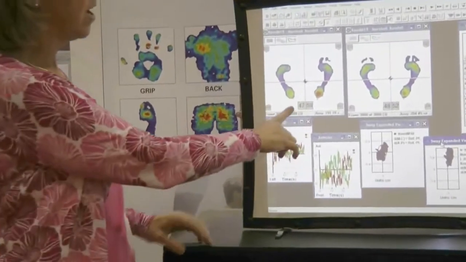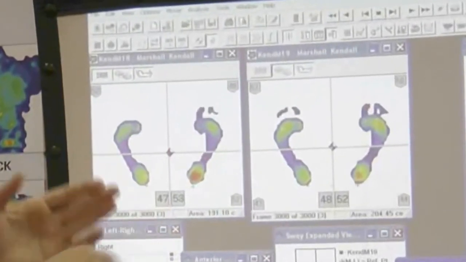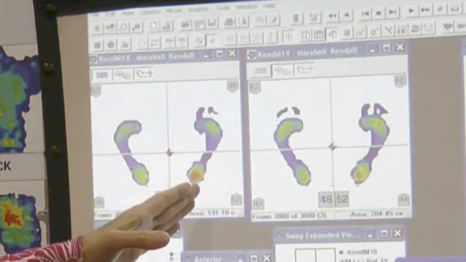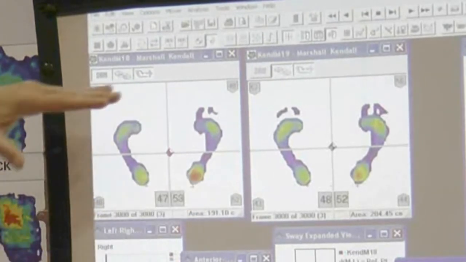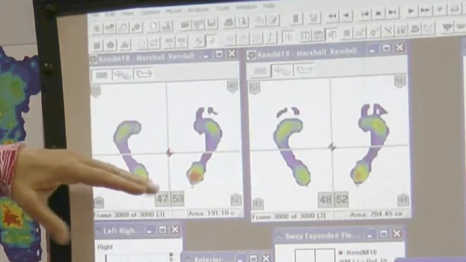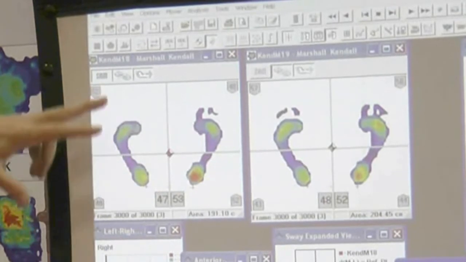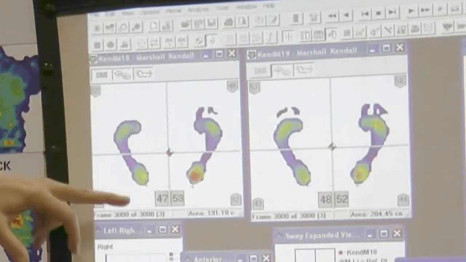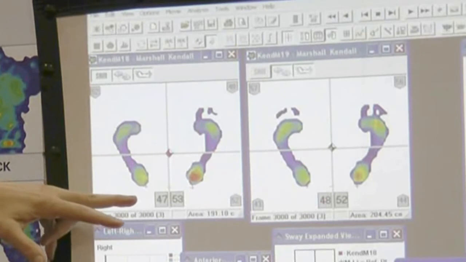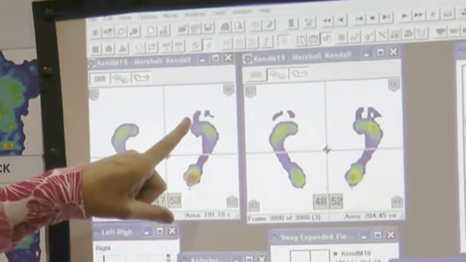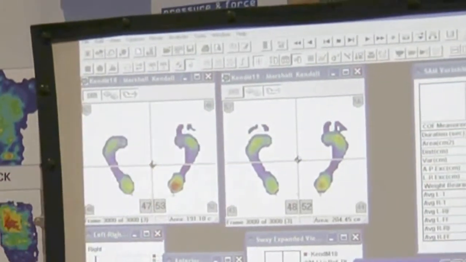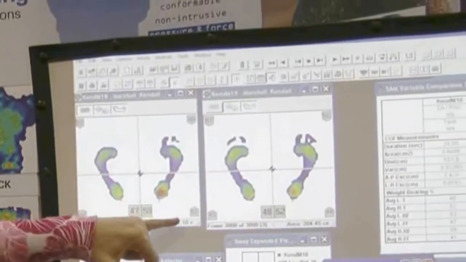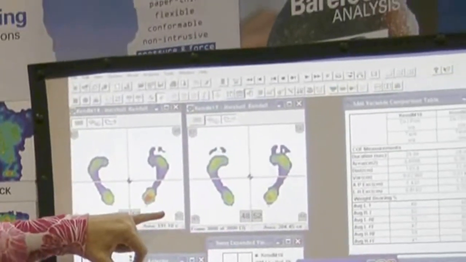So if you look here, 47% of the weight bearing is on the left side, 53% on the right side. You can look at that in terms of forefoot and rear foot. In terms of the forefoot, 52% is on the left side and 48% on the rear foot on the left side. On the right foot, you have 48% on the forefoot and 52% on the rear foot.